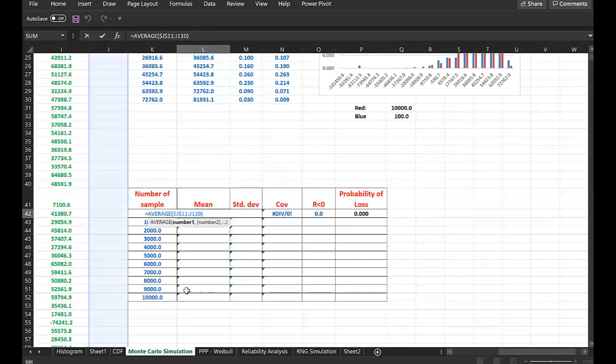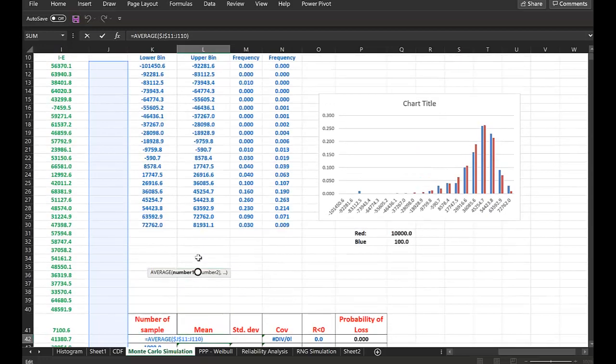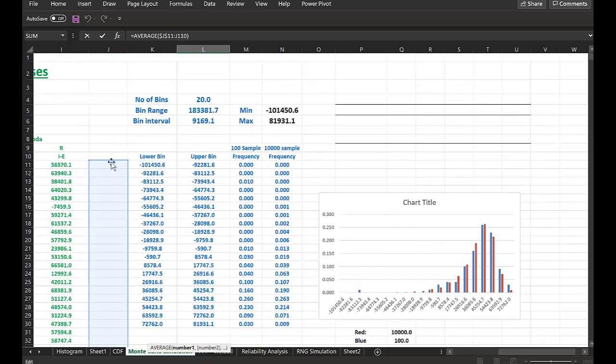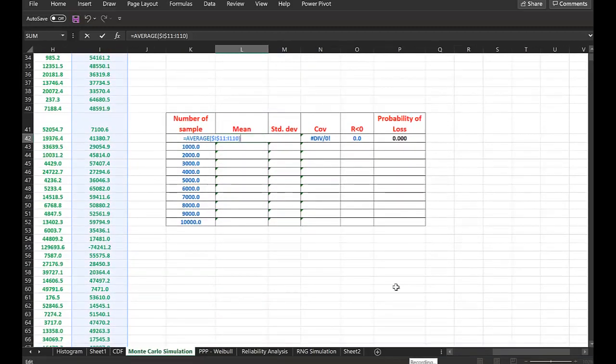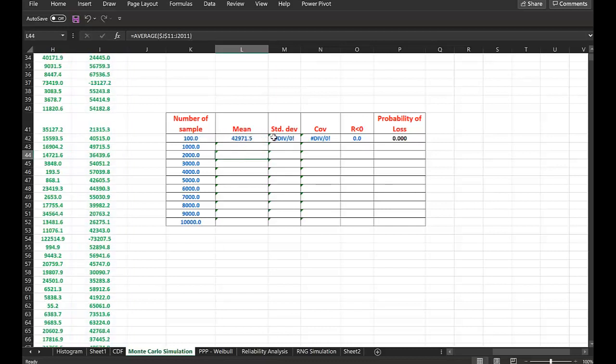For the mean, we use the AVERAGE formula that Excel gives, and I have the samples here. So I have to take 100 samples. So this goes to I, so this will go here. I have to take the mean of 100 samples, so this will give me the mean. This is J11, going up to J110. So for 100 samples, I can calculate the mean.